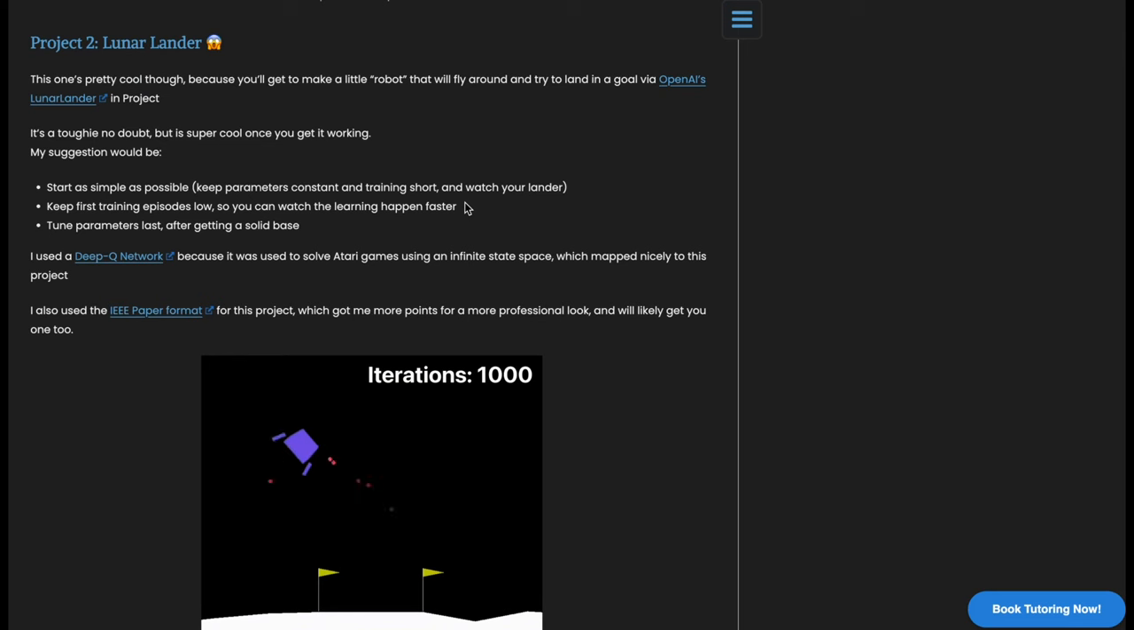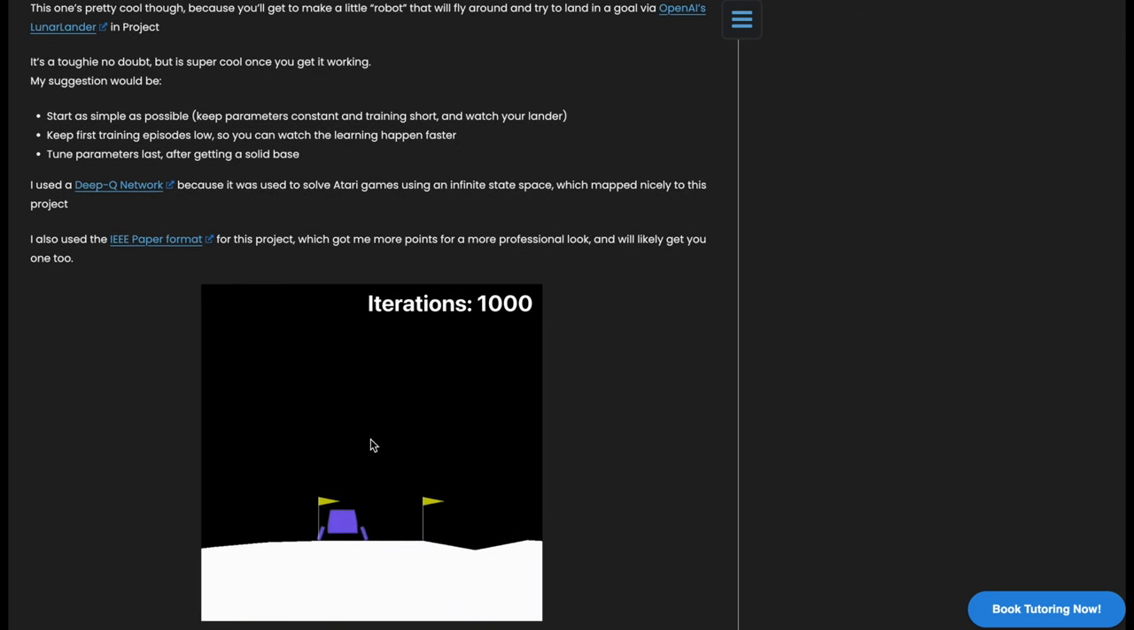You're training this lunar lander guy. This is actually my lunar lander after 1,000 iterations. But anyways, you're training this little spaceship to land between the flags.